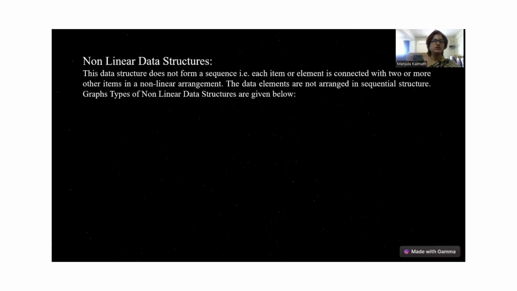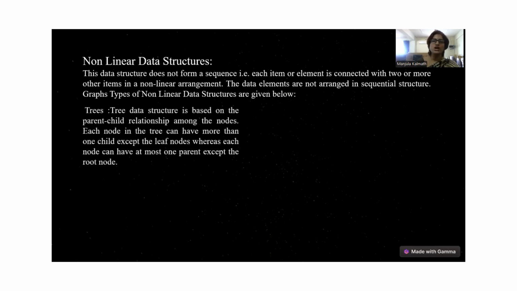So these are the different linear data structures we can notice here. And the non-linear data structure is not arranged in a consecutive manner; it is arranged in a hierarchical form. Here we have two types of non-linear data structures, trees as well as graphs.